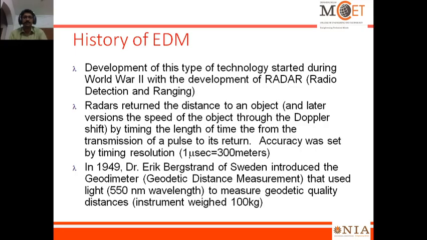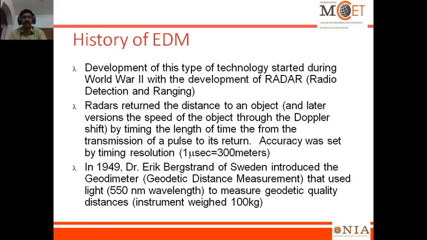It starts from World War II with the development of radar, that is radio detecting and ranging. Radars return the distance to an object by timing the length of time from the transmission of the pulse to its return. Accuracy was set by timing resolution. So 1 microsecond is equal to 300 meters.